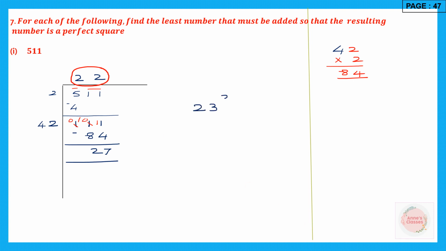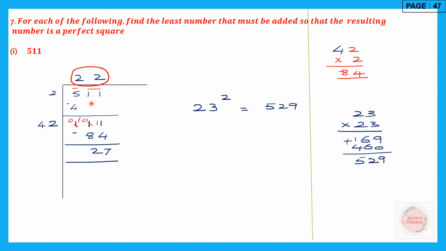Now find the square of 23. That means 23 into 23. Let's find the square. 3 3's are 9, 3 2's are 6, 2 3's are 6, 2 2's are 4. Plus, here we have 9, 6 plus 6 is 12, carry 1, 4 plus 1 is 5. So 529. That means we need to add a number to 511 to make it 529. Only then it becomes a perfect square.